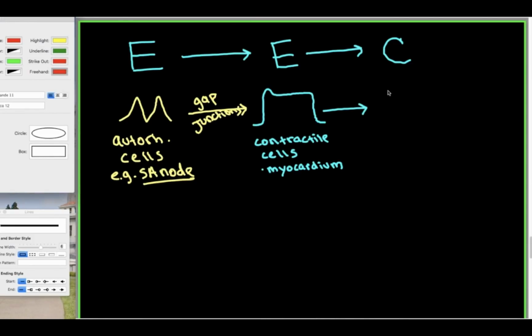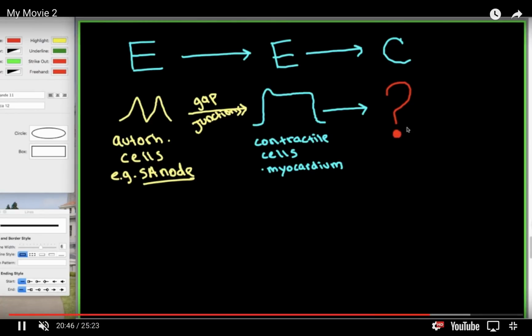Now what we're going to do is look at what the contraction process in cardiac muscle looks like. So we've got an excitation. Great. We've gotten our second excitation in the actual contractile cells. Cool. But we don't have contraction yet. What does this contraction process in cardiac muscle look like?